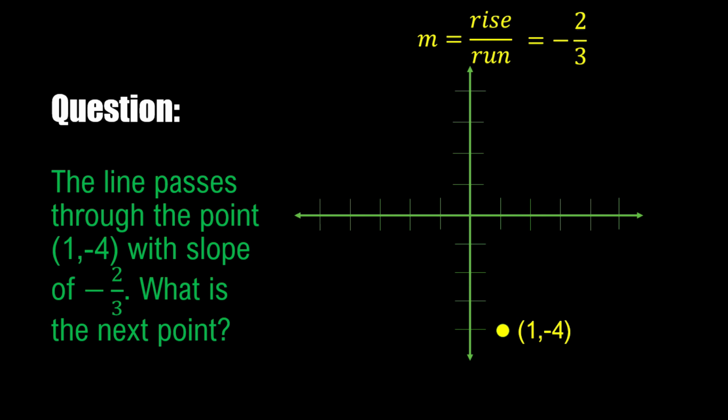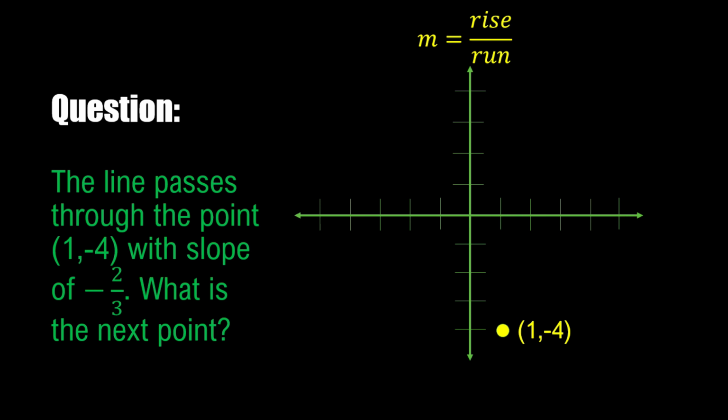Pwede rin ba silang magkapalit? Pwede rin naman. Pwede natin gamitin yung negative 2 for the rise, meaning magbibilang ka naman pababa. Tapos yung run mo ang magiging positive, magbibilang ka naman papunta sa kanan. That's also possible. But in this example, let's just use positive 2 for rise and negative 3 for run.